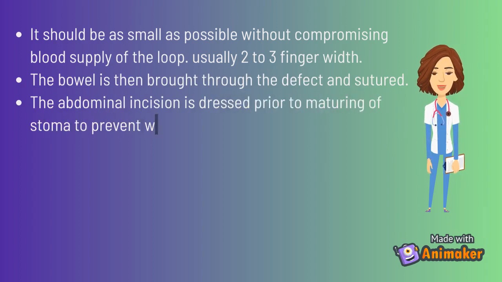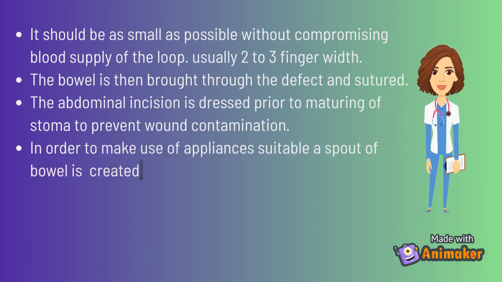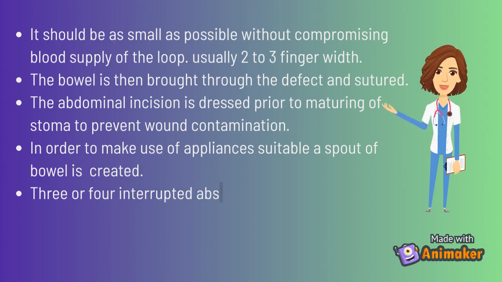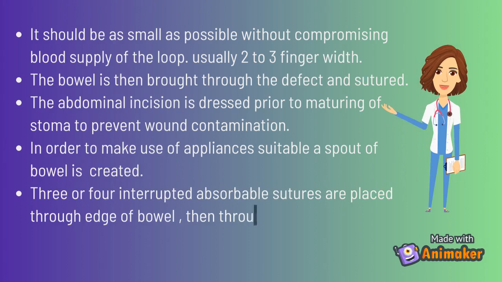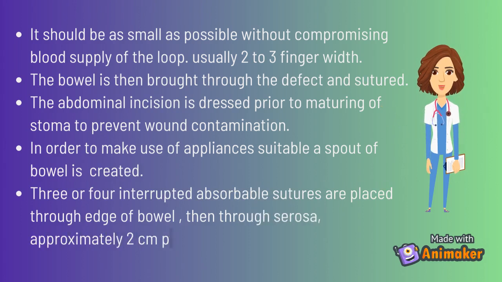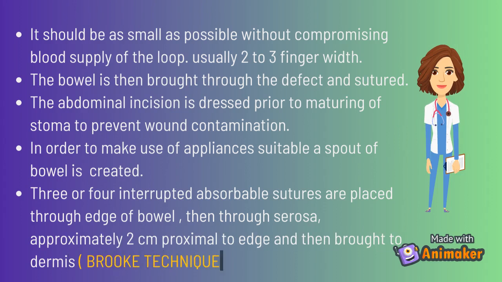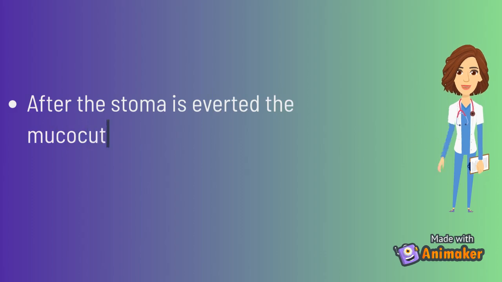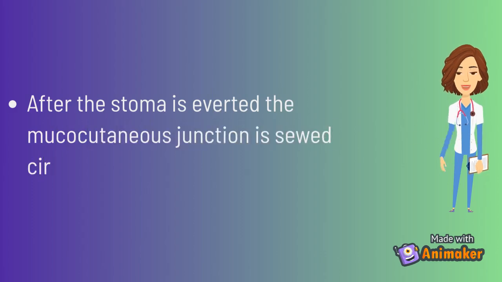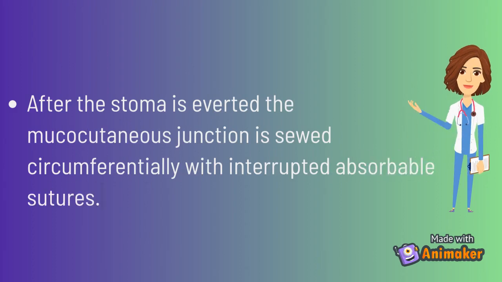In order to make use of suitable appliances, a spout of the bowel is created. Three or four interrupted absorbable sutures are placed through the edge of the bowel, then through the serosa, approximately 2 cm proximal to the edge, and then brought to the dermis. This technique is called the Brooke technique. After the stoma is everted, the mucocutaneous junction is sewn circumferentially with interrupted absorbable sutures. This is the final step.